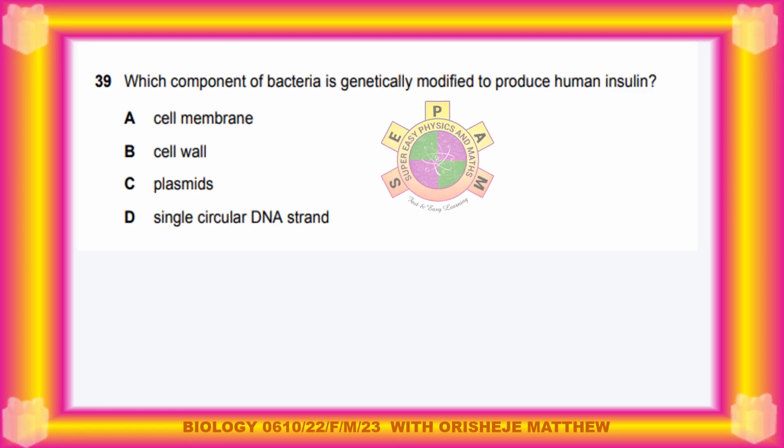Question 39. Which component of bacteria is genetically modified to produce human insulin? The cell membrane? No. The cell wall? No. The plasmid? Yes. The single circular DNA strand? No. So it's the plasmid that is used for recombination.